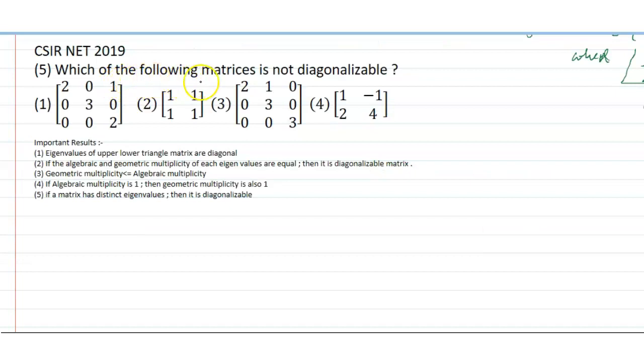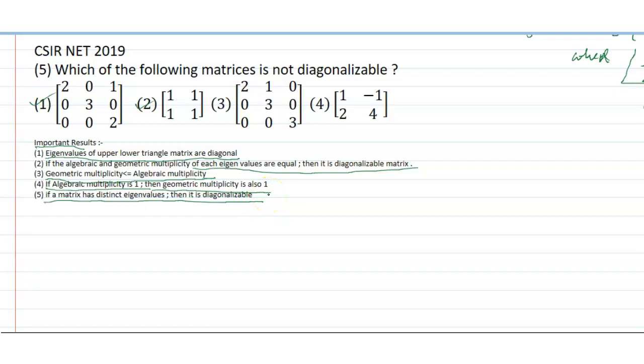Which of the following matrices is not diagonalizable? This is the matrix, and this is the matrix. I have to check. Important results, friends: eigenvalues of an upper or lower triangular matrix are the diagonal entries. Case number one, if the algebraic and geometric multiplicity of each eigenvalue are equal, then it is diagonalizable. Geometric multiplicity is less than or equal to algebraic multiplicity, friends, I have already told you. And if algebraic multiplicity is 1, then the geometric multiplicity is also 1. And if a matrix has distinct eigenvalues, then it is diagonalizable.